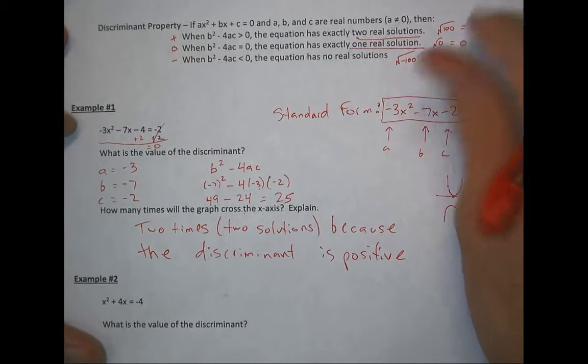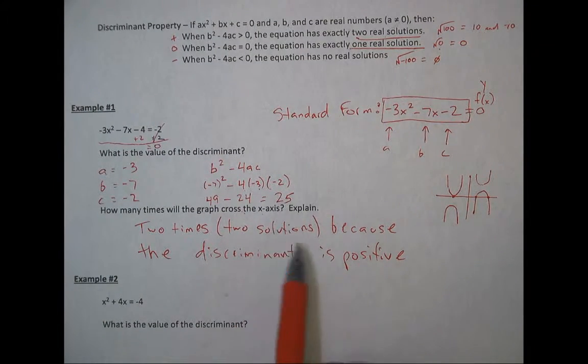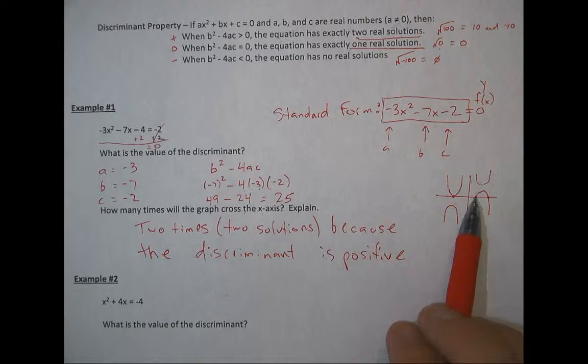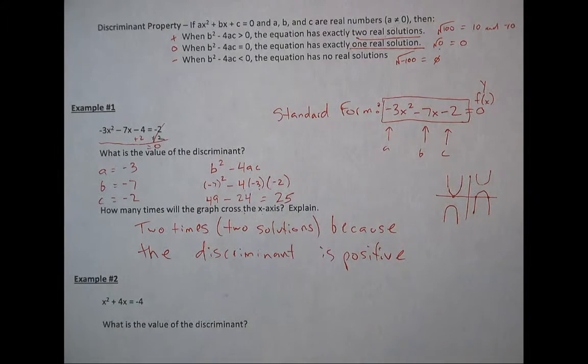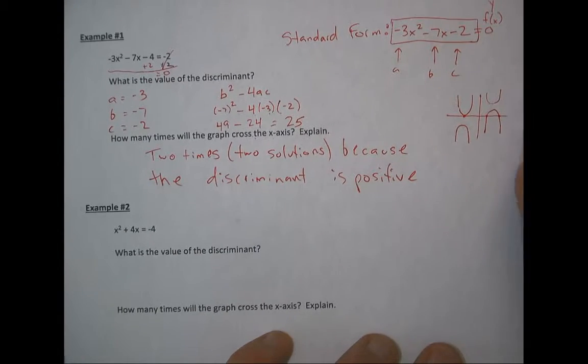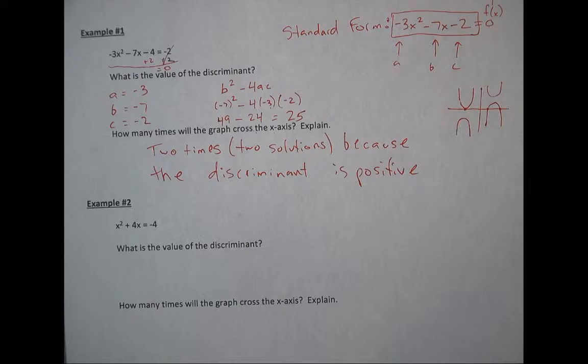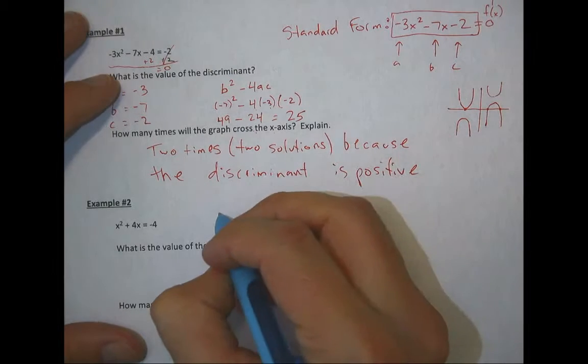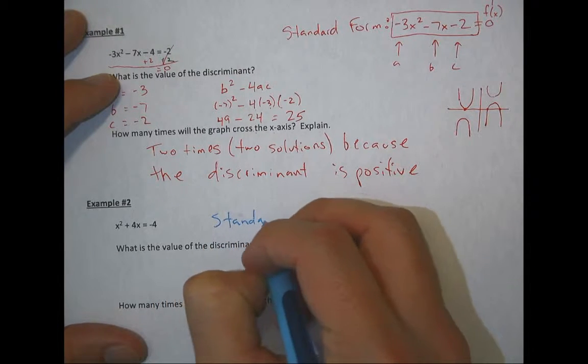Okay, so there's your first example. We got a positive number. There's 2 solutions. So on the graph, it's going to look like this, a different spot on the graph, but it's going to cross that x-axis twice. So let's take a look at a different one. So example number 2, we need to put this in standard form first before we can analyze anything.